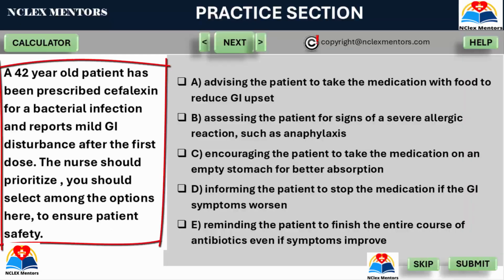A 42-year-old patient has been prescribed cephalexin for a bacterial infection and reports mild GI disturbance after the first dose. The nurse should prioritize, and you should select among the options here, to ensure patient safety. A. Advising the patient to take the medication with food to reduce GI upset. B. Assessing the patient for signs of a severe allergic reaction, such as anaphylaxis. C. Encouraging the patient to take the medication on an empty stomach for better absorption. D. Informing the patient to stop the medication if the GI symptoms worsen. E. Reminding the patient to finish the entire course of antibiotics even if symptoms improve.